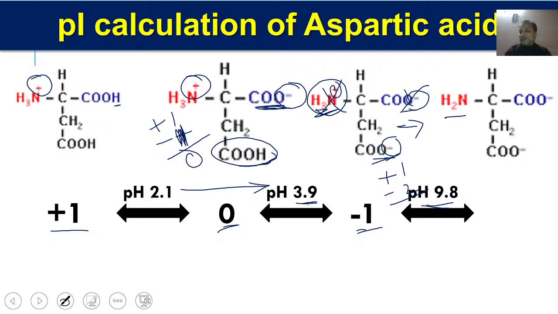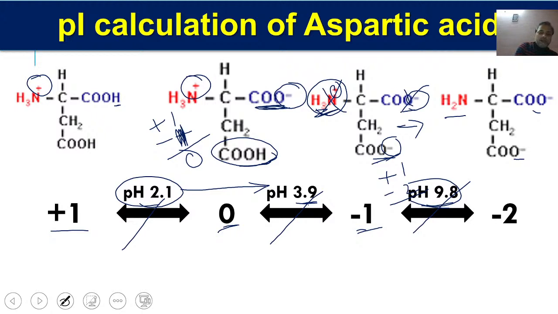Now you can see how much total charge it is having. It is having 1 negative, 2 negative and 0 positive, so the overall charge is -2. I have arranged this, taking pH less than 2.1 up to the highest pH. All three groups have dissociated, one at this pH, another at this pH, the third at this pH, and this is the charge balance.